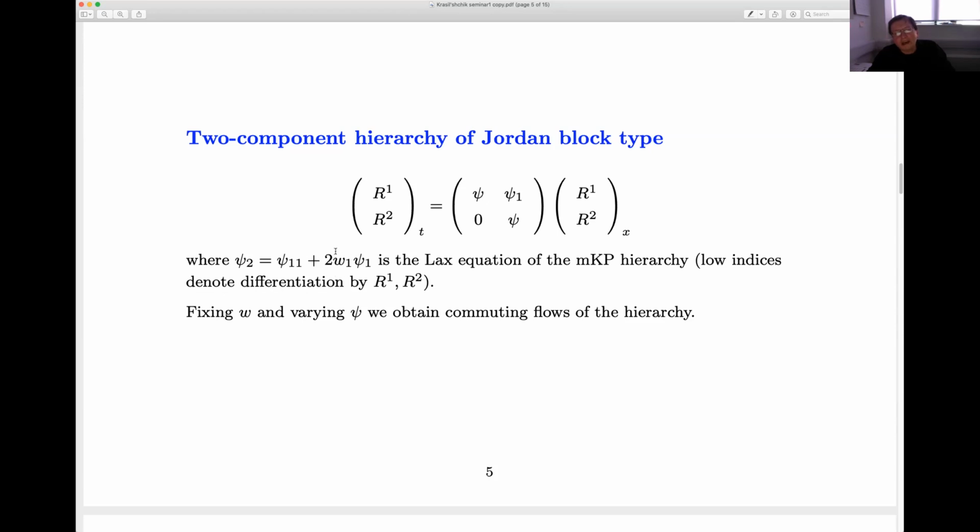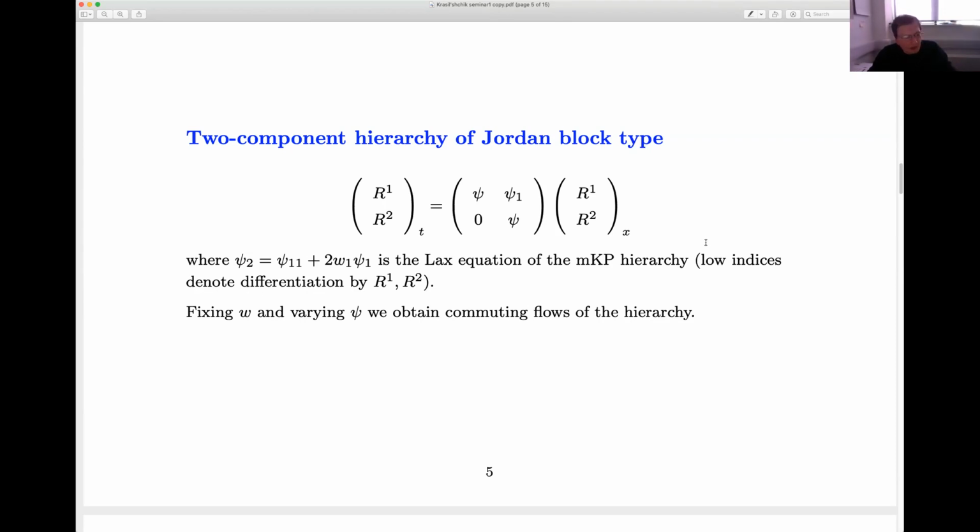2W1 is just any given function. But for convenience, I write it as 2W1. So how to construct systems of this form? You fix this potential 2W1, just an arbitrary function, right? And you take arbitrary solutions of this linear equation, linear PDE. It's like a heat type equation. You take arbitrary solutions of this PDE and you put them here. So I claim that you fix W1 and vary psi, you get commuting flows, right?